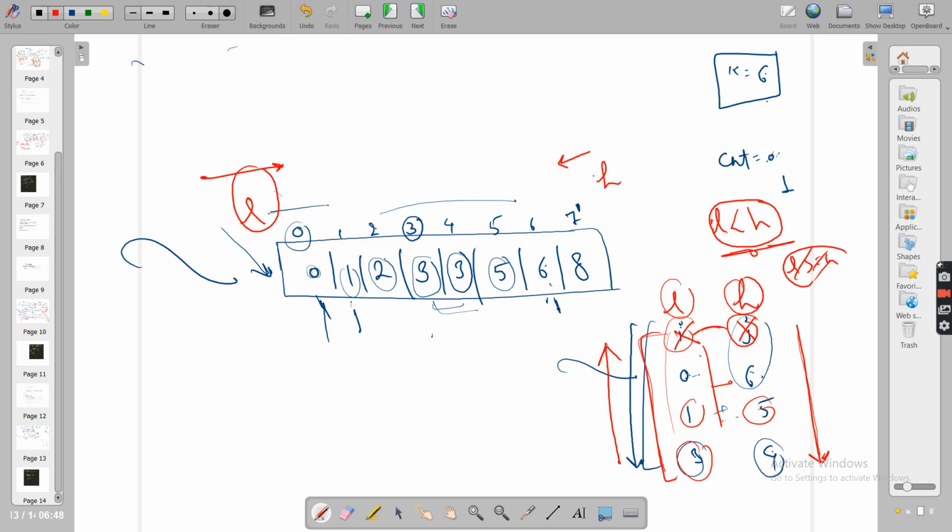Now at least you got this idea, right? That first we have to sort the array. Then we will go for two pointer. And how will you go for two pointer? By considering this answer space.